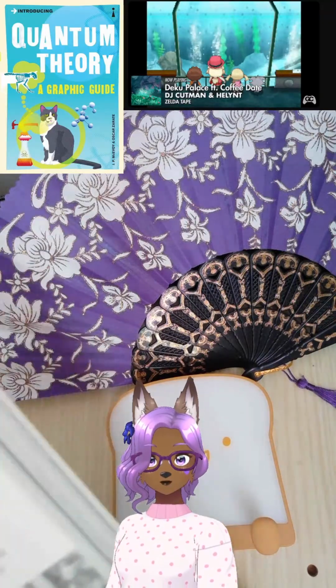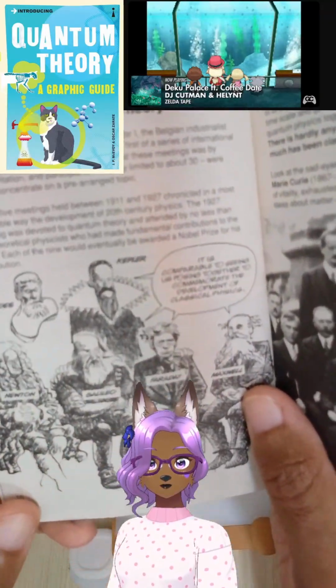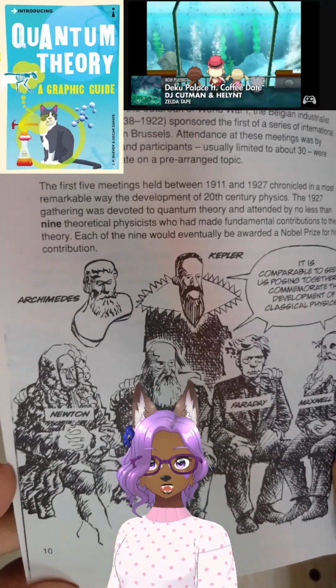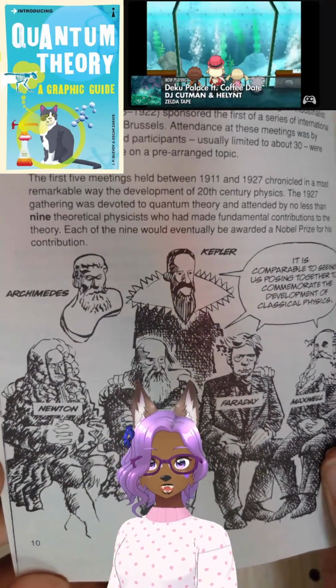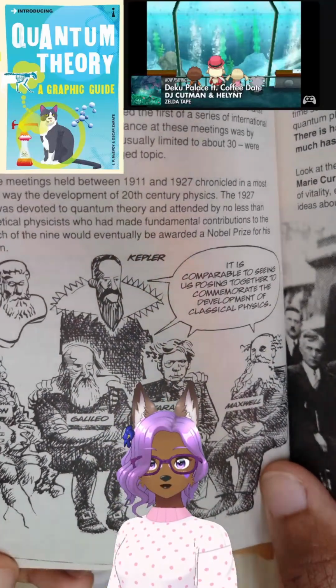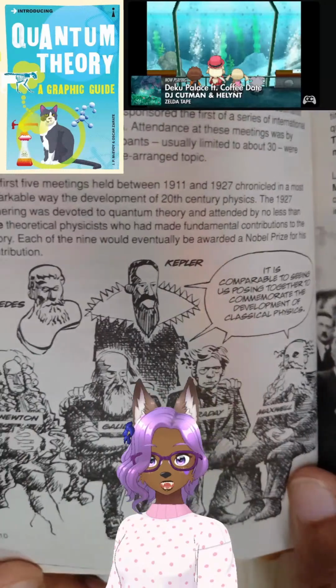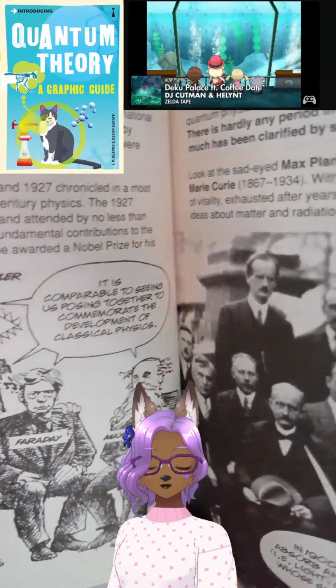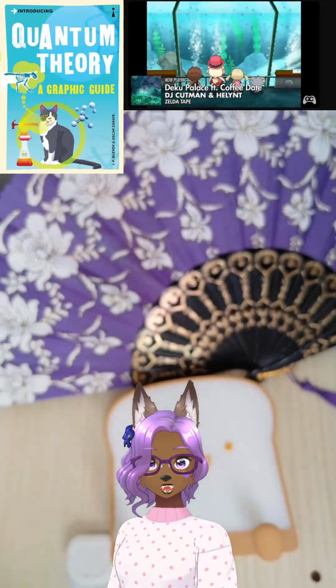Each of the 9 would eventually be rewarded a Nobel Prize for his contribution. So we've got Archimedes, the top left, Newton, bottom left, Kepler, Galileo, next to Newton, Faraday, and Maxwell.